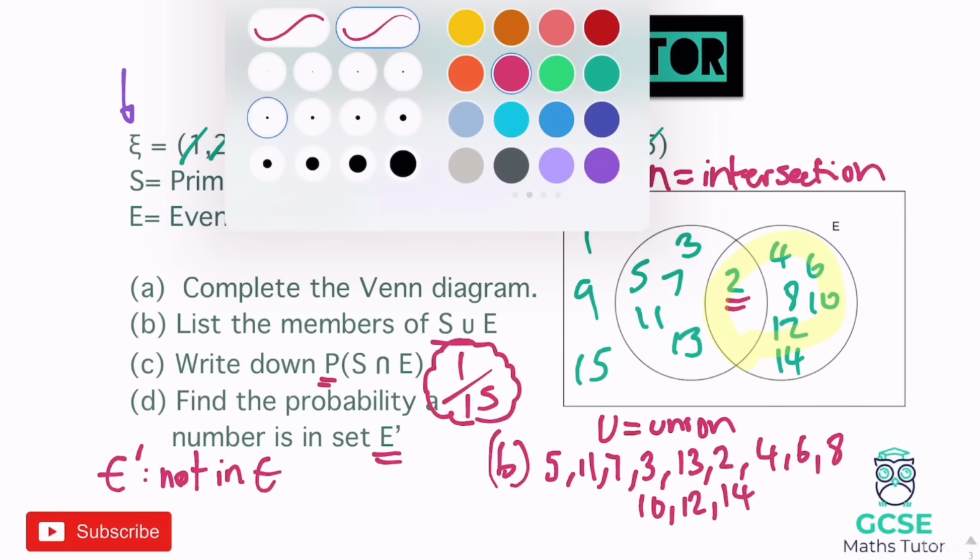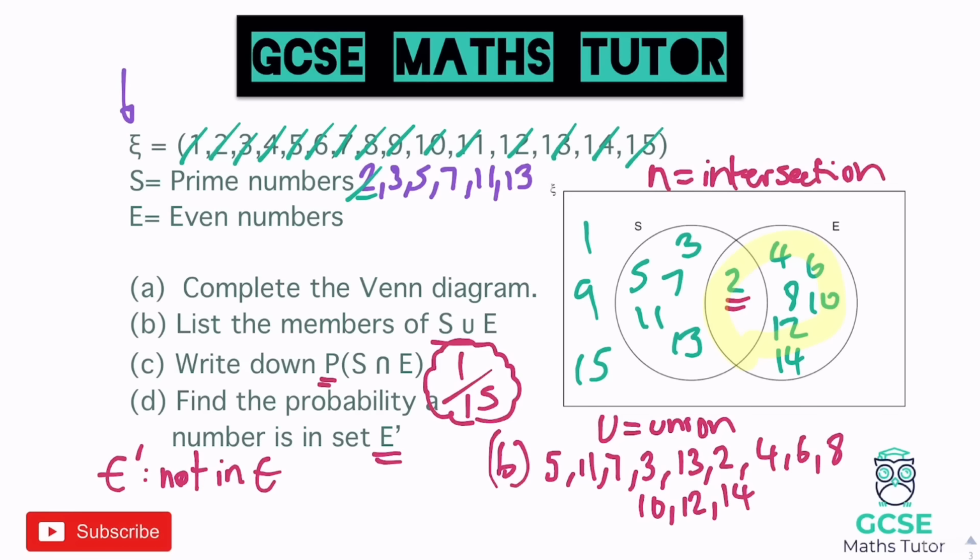So let's pick a different colour. Let's underline all the numbers that are not in E. 1, 2, 3, 4, 5, 6, 7, 8. So the probability of picking a number that's not in E is 8, again out of 15. So again, just remember that the little dash means not in that set, the n means the intersection where they cross over, and the u stands for the union, which is all the numbers within all of the circles.